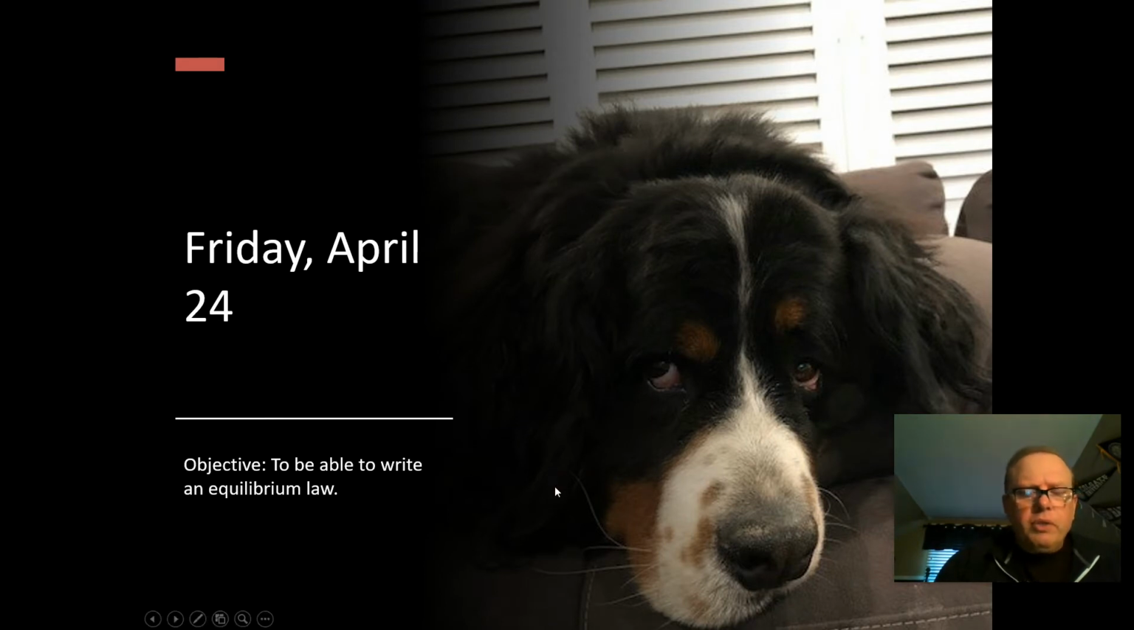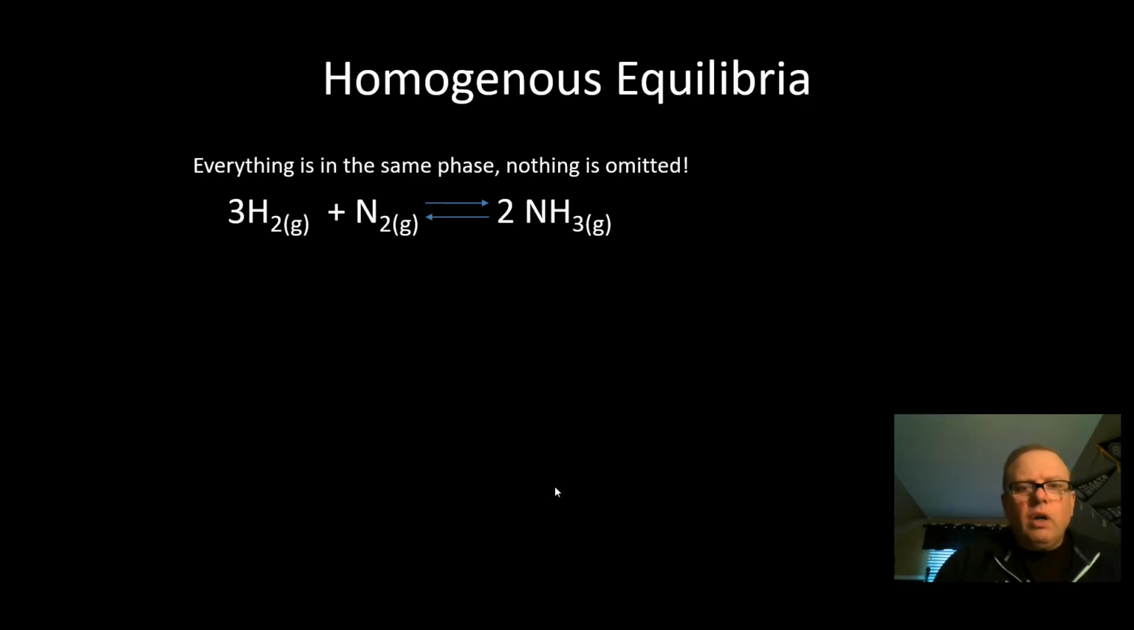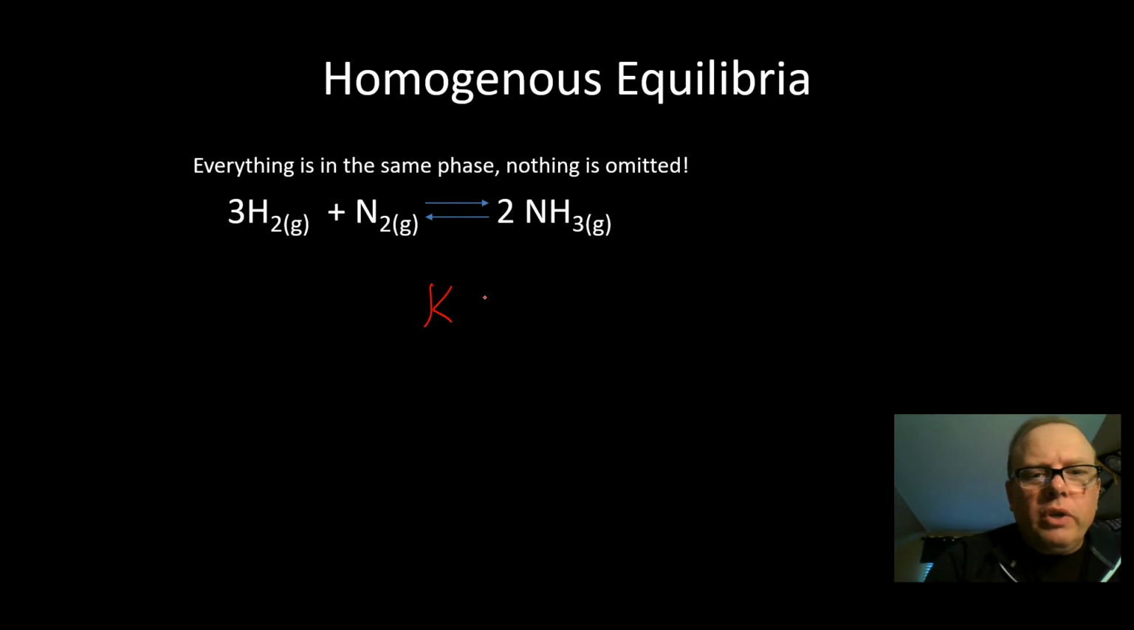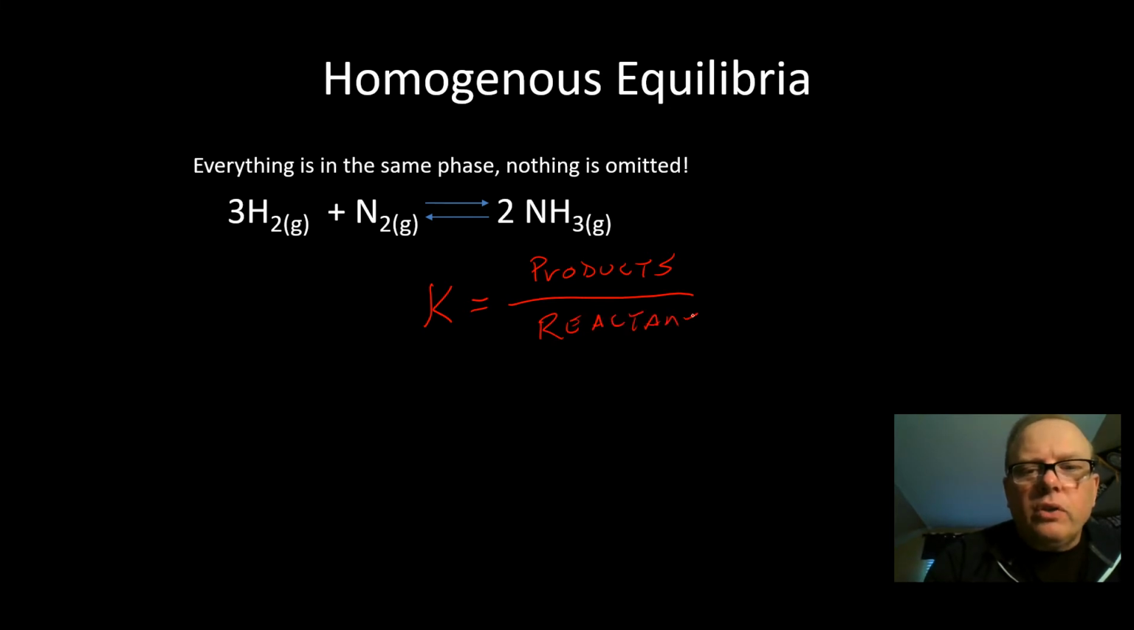Today we're going to take a look at how to write an equilibrium law. Now, when it's homogeneous like this, everything is in the same phase. Writing that equilibrium law is going to look like this. K, which is again that abbreviation we use for the constant, will be equal to, on the top, the concentration of the products, and then on the bottom, the concentration of the reactants to their coefficients.